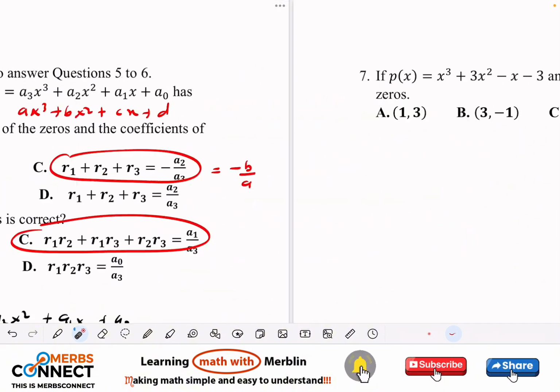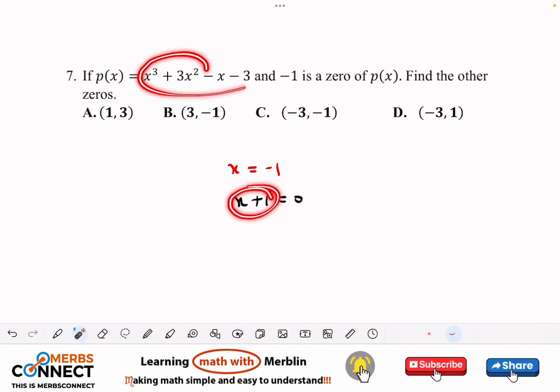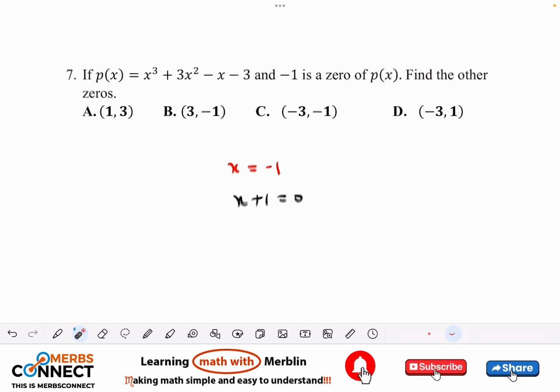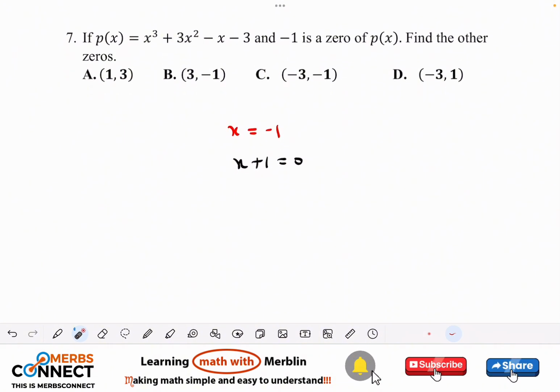Good. Let's look at question 7. So what is question 7? We have this here. Minus 1 is a zero of this. Find the other factors. So since minus 1 is a zero of this, then we can say that x is equal to minus 1, right? And x plus 1 will be equal to 0. So it means that this is a factor of this. So we can use the long division to form a quadratic. Then we use the quadratic to look for the other roots as well.